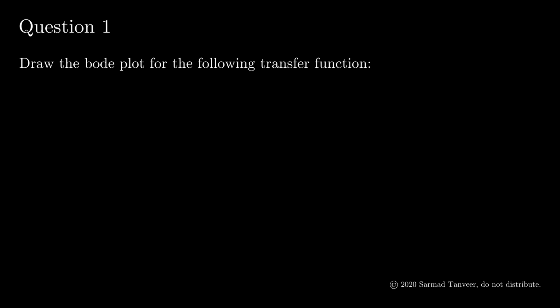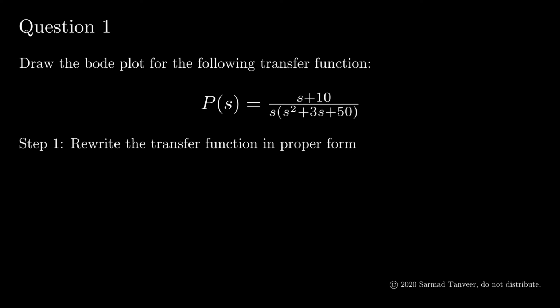So our first question asks us to draw the Bode plot for the following transfer function: (s + 10) over s times (s squared + 3s + 50). We start this problem by first rewriting this transfer function in proper format.